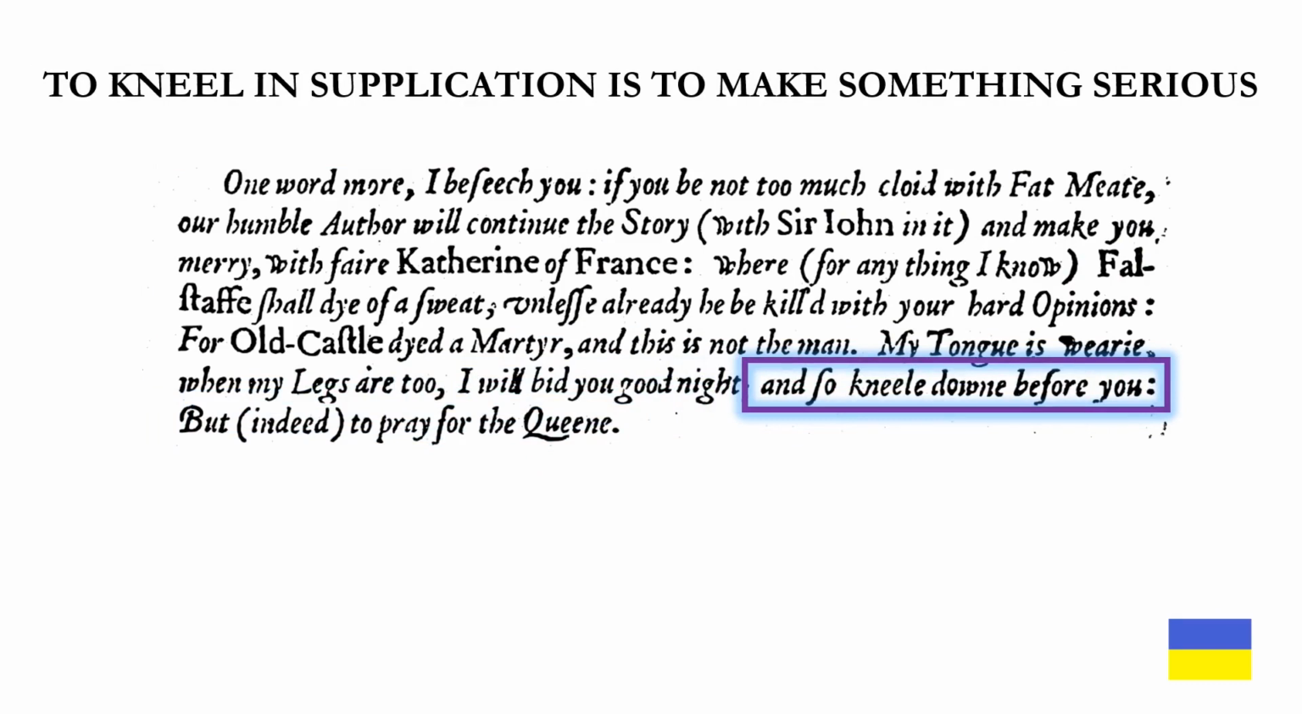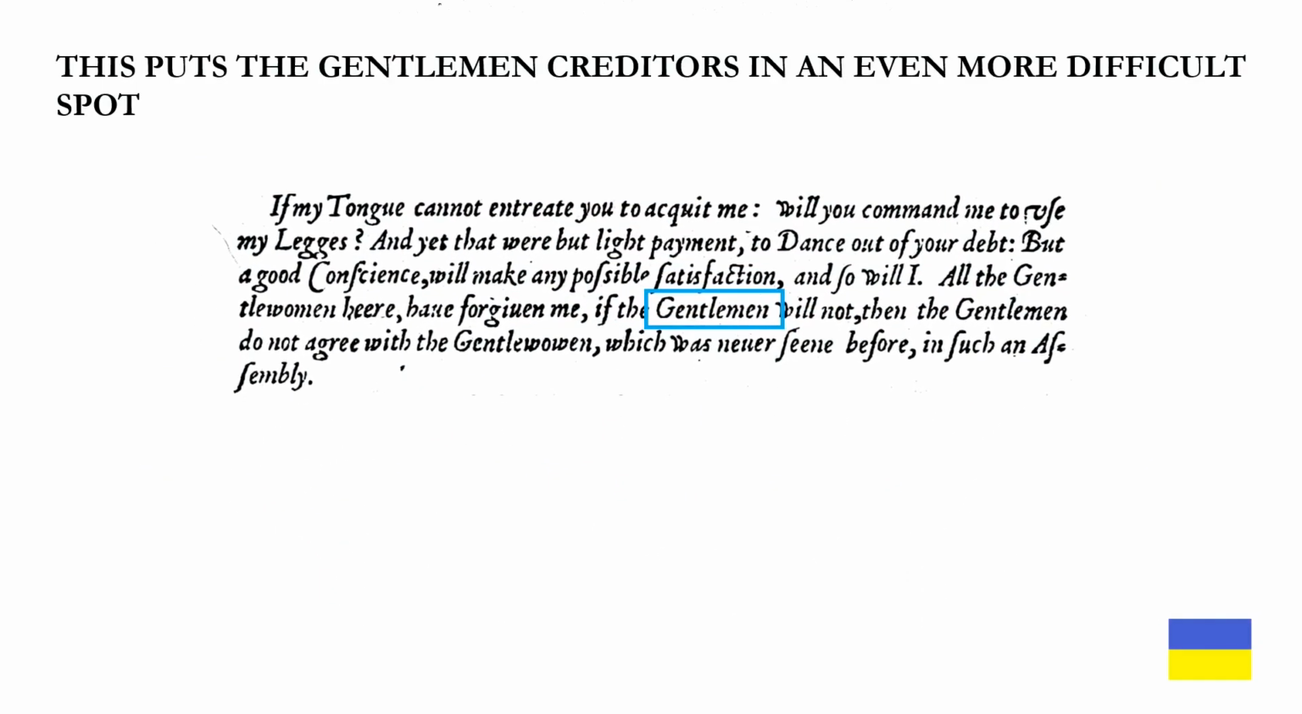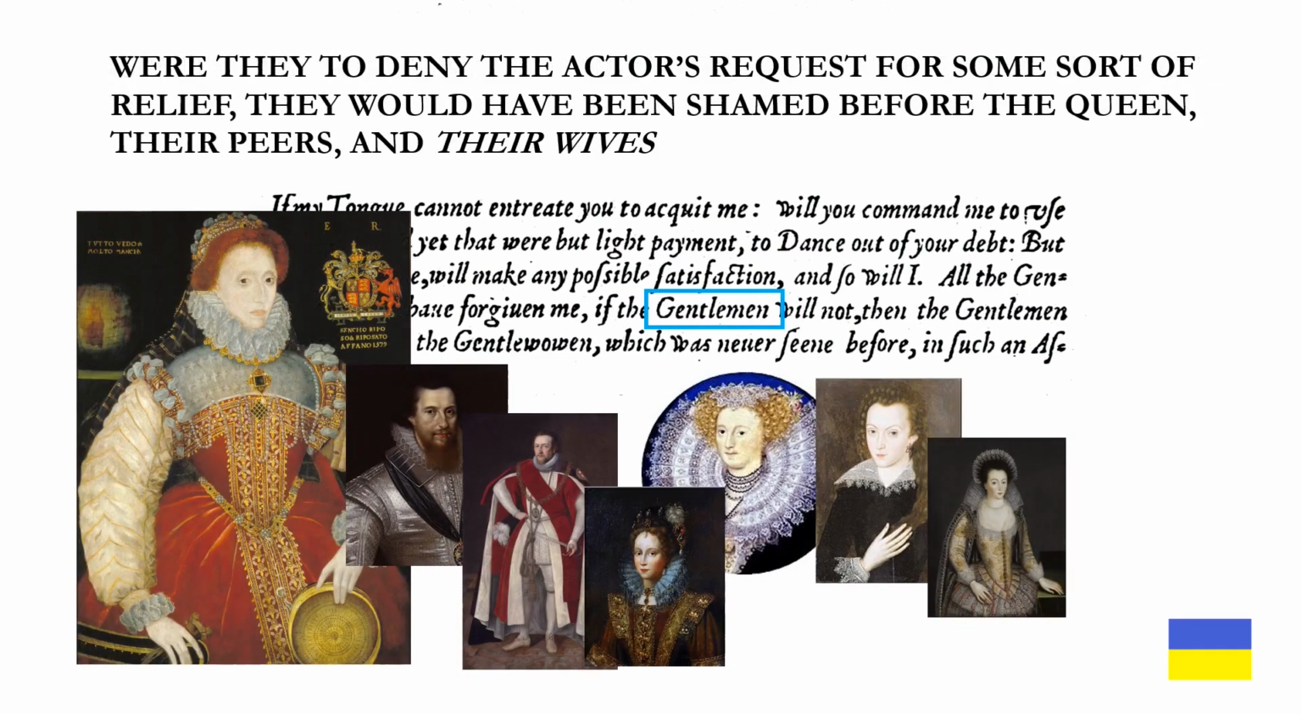To kneel in supplication is to make something serious. To pray at the same time for the Queen, who was probably in attendance, is to force his creditors into solemnizing his request for debt relief. This puts the gentlemen creditors in an even more difficult spot. Were they to deny the actor's request for some sort of relief, they would have been shamed before the Queen, their peers, and their wives. They wouldn't hear the end of it.